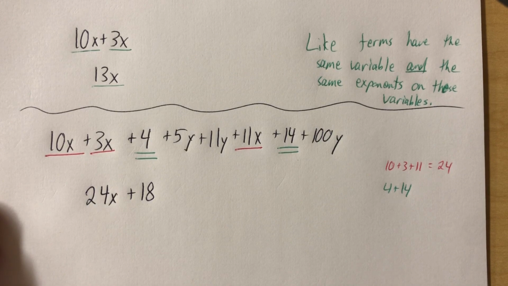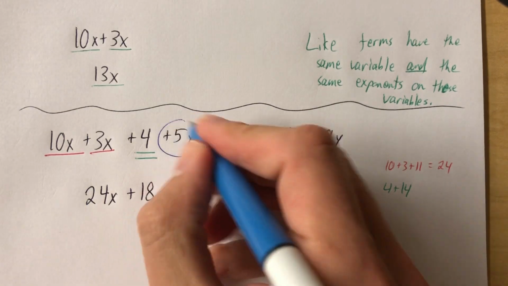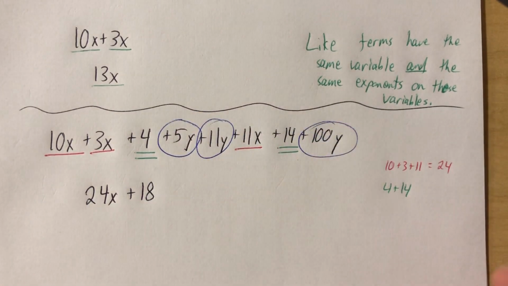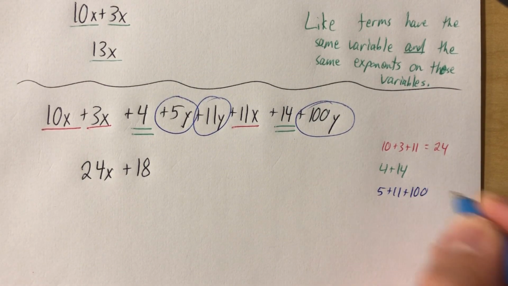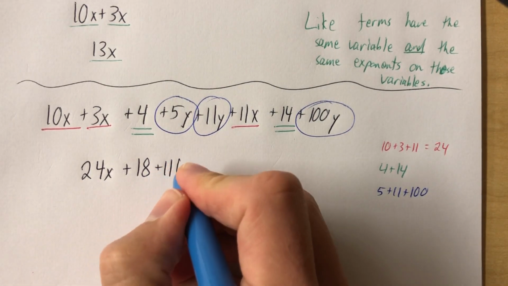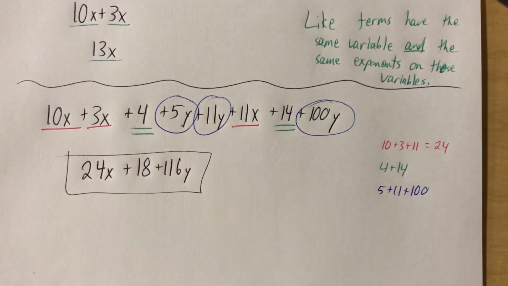Okay, let's switch colors and symbols. Now I'm going to find the next type of thing. I have 5y. And, oh, there's a y, 5y, 11y, 100y. So really what I'm doing is 5 plus 11 plus 100. That's 16 plus 100. I think last time I checked that was 116. And I can't just say 116, it's 116y. So this is my final answer.